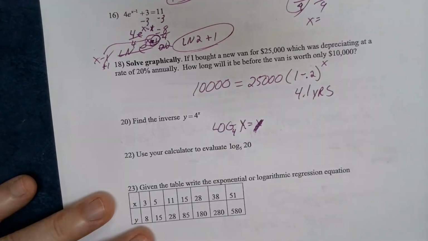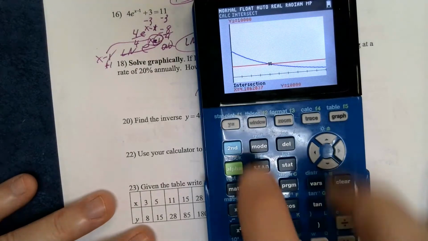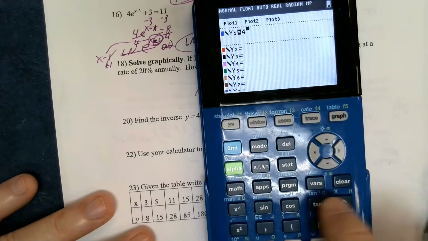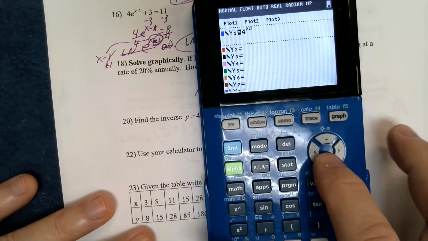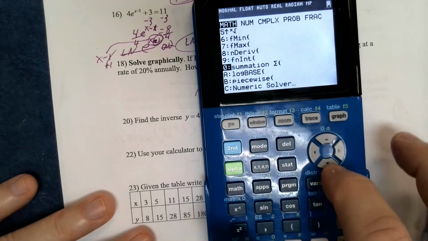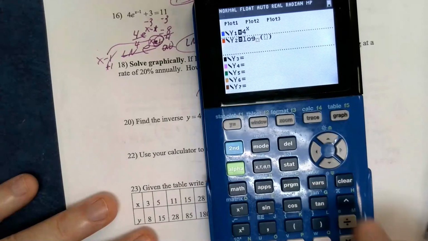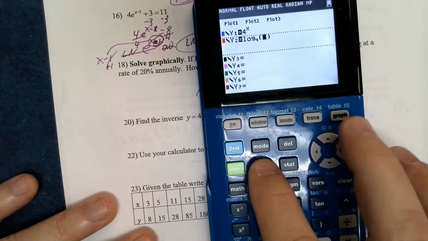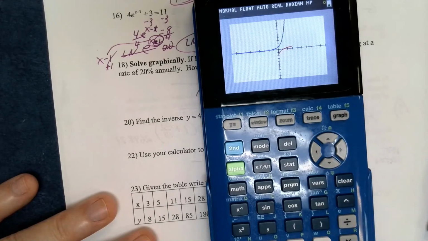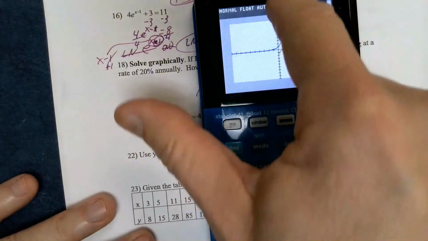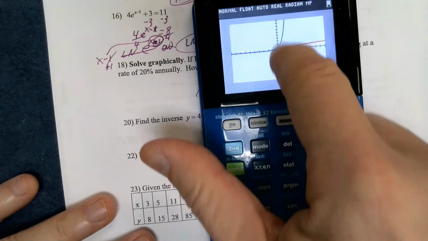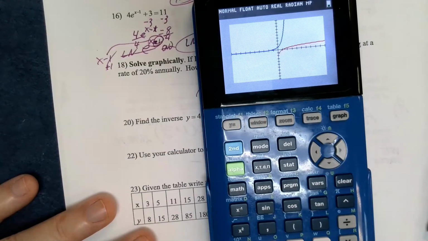And you can see, clear, y equals clear, and 4 raised to the x, and then math, right, is log base, which is a, and then we do 4 and x, and zoom 6. You can see that those are inverses of each other because they're reflections over the y equals x line. I know the red doesn't show that it goes all the way down, but it really does go all the way down. Okay.